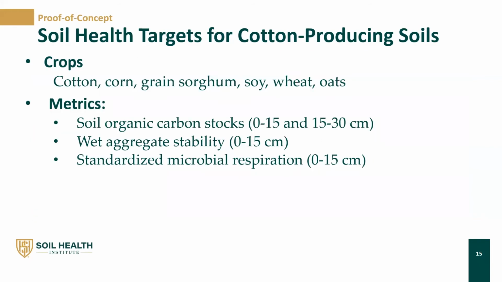As well, I want to talk a little bit about the row crop fields. So there were cotton, corn, grain sorghum, soy, wheat, and oats in the fields that were sampled. And the soil health metrics or measurements that were used were soil organic carbon stocks, wet aggregate stability, and standardized microbial respiration, which is an indicator of microbial activity. I want to go ahead and show you now an example of the data that was collected for soil organic carbon.